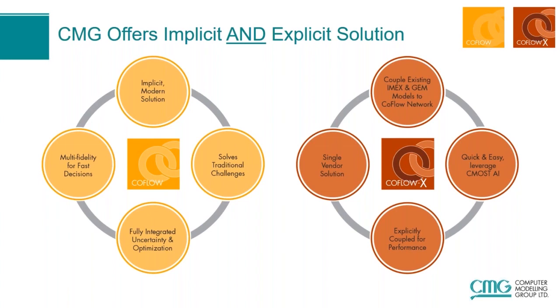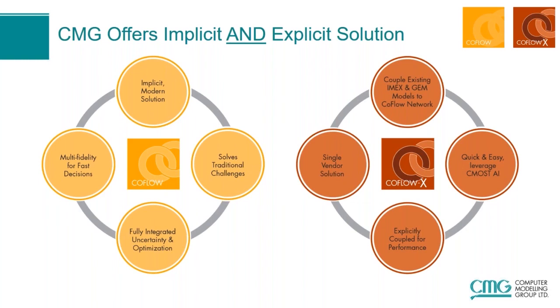If you want to have an implicit solution where the reservoir equations, the well equations, the facility modeling, all of that you want to do in one single software, that's when you can use Coflow. It solves traditional challenges faced by other tools that are in the market to do IPSM modeling. It has fully integrated uncertainty optimization using CMOST, where you can parameterize anything and really do a robust optimization. And it has multi-fidelity, which means you can simplify anything you want in the whole system of IPSM. So that's Coflow for you.